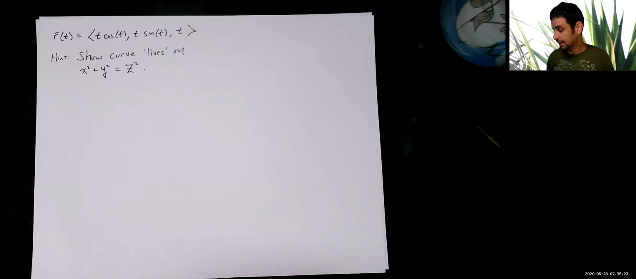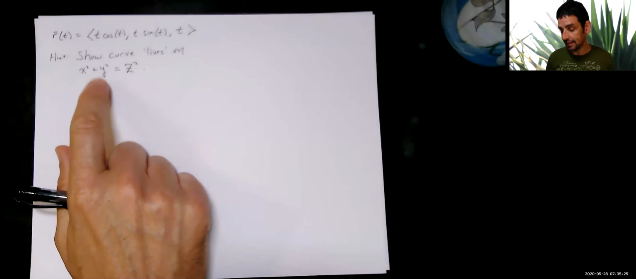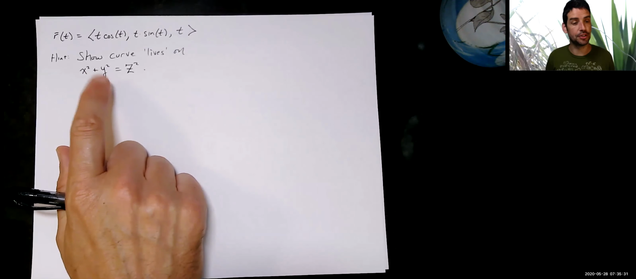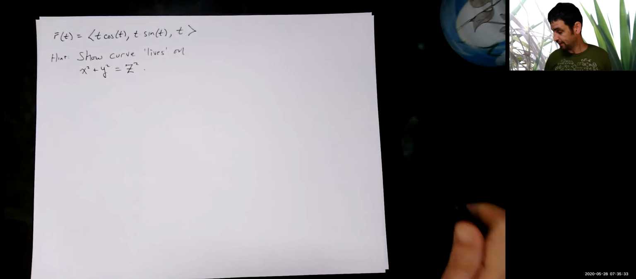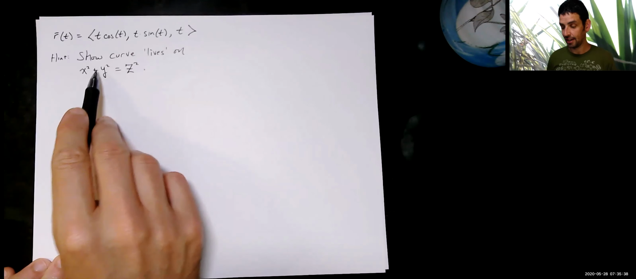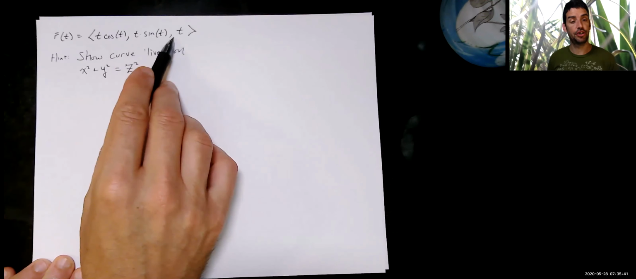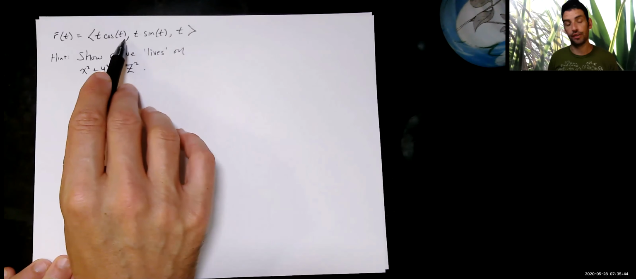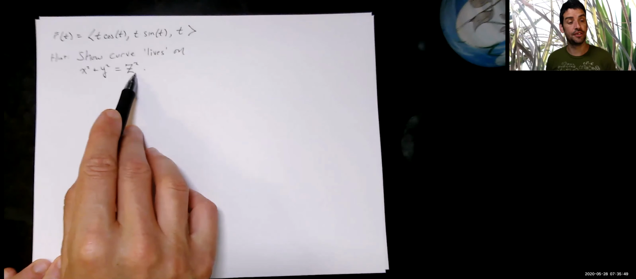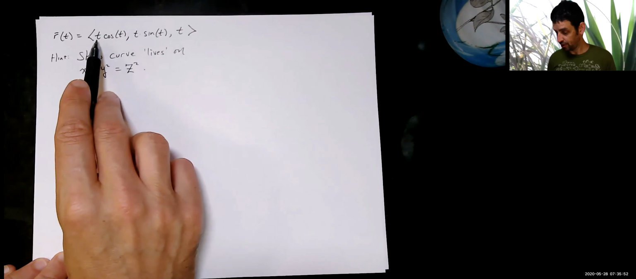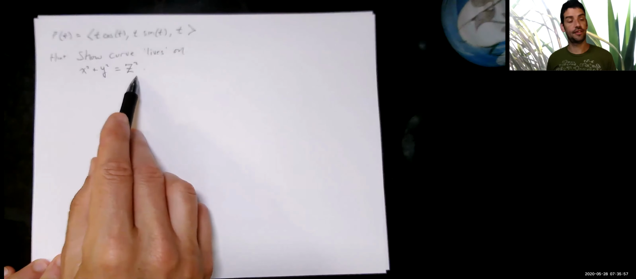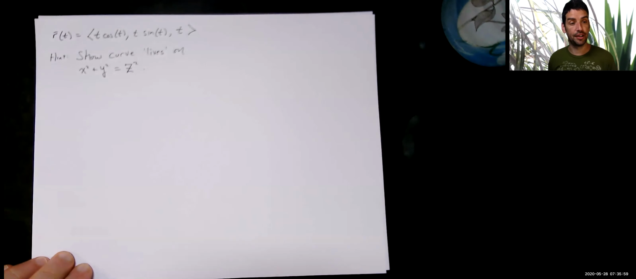So let's begin, and the hint was to see that it lives on this surface, and then maybe start exploring this surface a little bit. So let's follow that hint. First of all, to show that it lives on the surface means to show that every point of this curve, or every point that this vector function points at, satisfies this equation. And so what we want to show is that no matter what value of t we put in, this relationship is satisfied, okay?